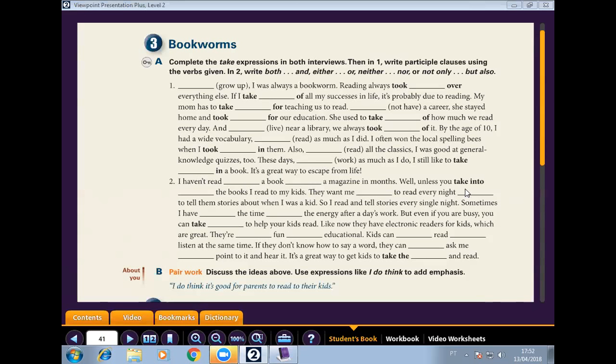Well, unless you take into... What are you going to use here? That's it, take into account. If you take something into account, you think about it, you consider it. So unless you take into account the books I read to my kids, unless you consider. They want me not only to read every night, but also to tell them stories. You can also write here, they want me both to read every night and to tell them stories about when I was a kid.